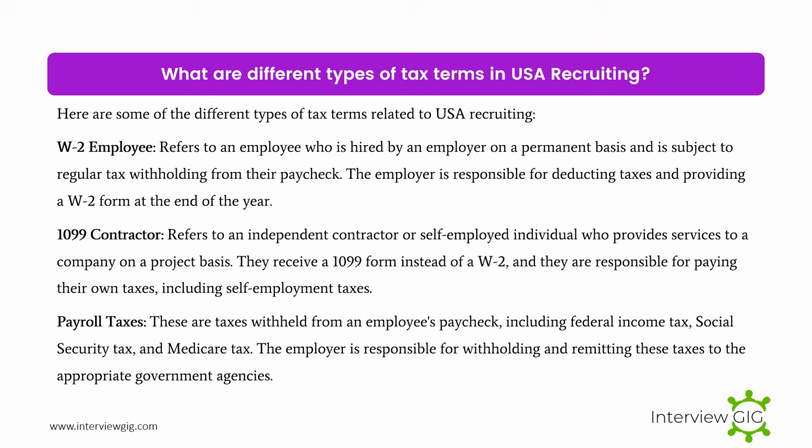They receive a 1099 form instead of a W-2, and they are responsible for paying their own taxes, including self-employment taxes. Payroll taxes: these are taxes withheld from an employee's paycheck, including federal income tax, Social Security tax, and Medicare tax. The employer is responsible for withholding and remitting these taxes to the appropriate government agencies.